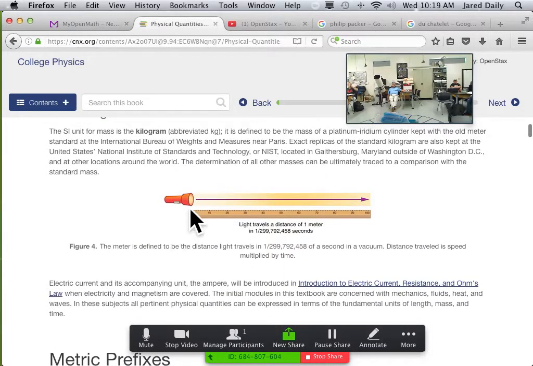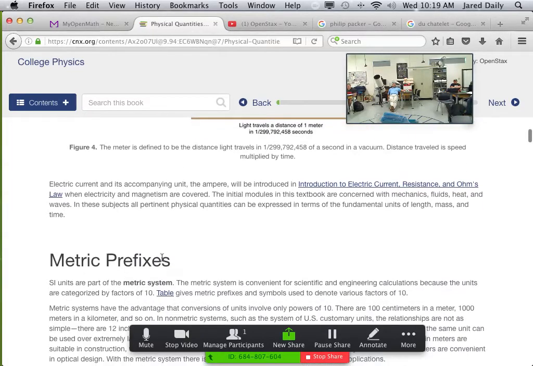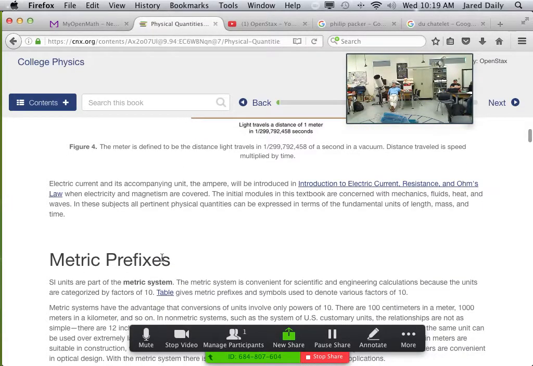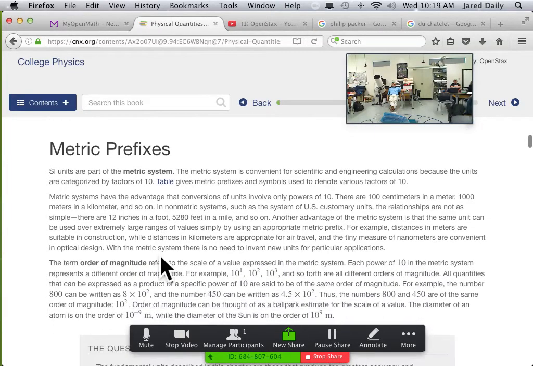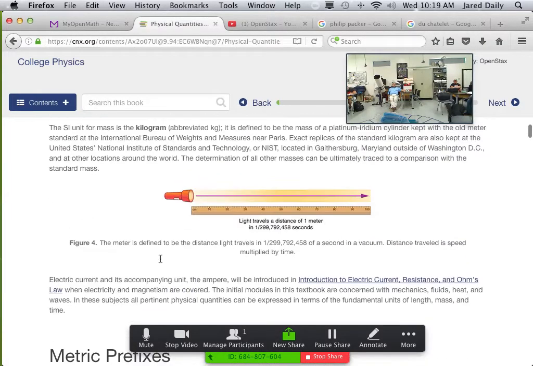Here they show a nice little graphic. Light travels 1 meter in, let's see, what is it? 1/300 millionth of a second, right? It travels 1 meter in 1/300 millionth of a second. That's actually how we define a meter nowadays. That's how far light travels in that time. Okay, so those are the basics.